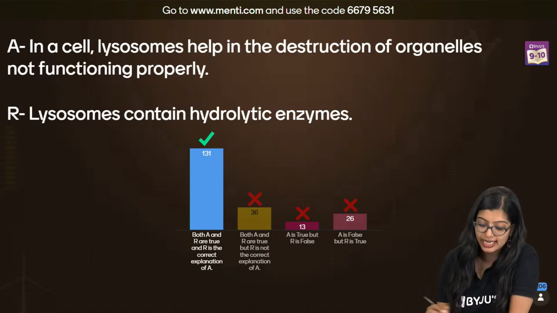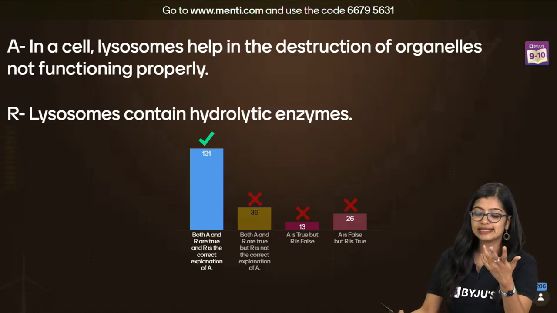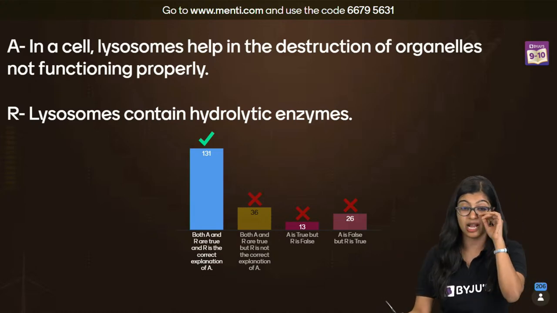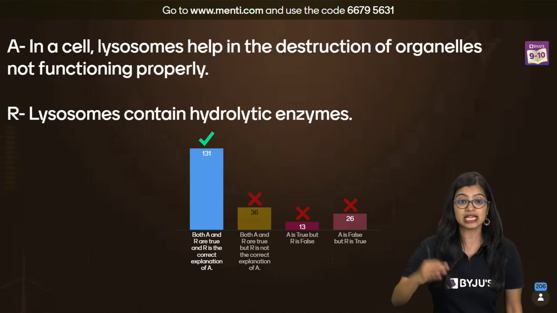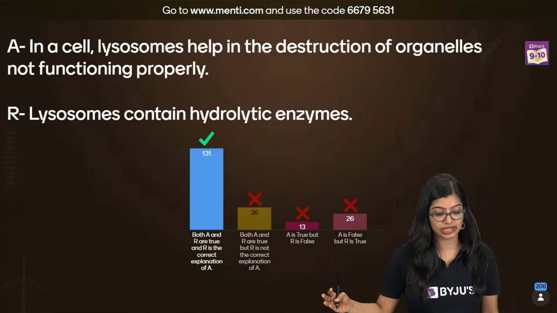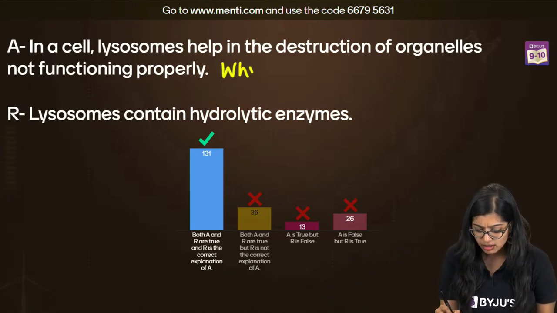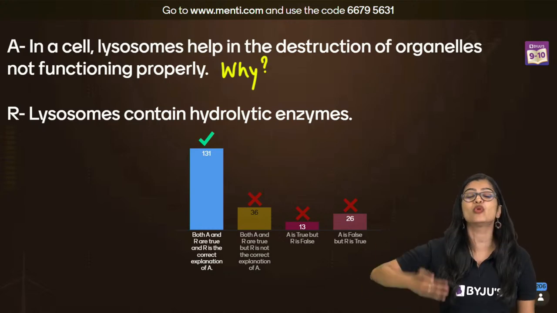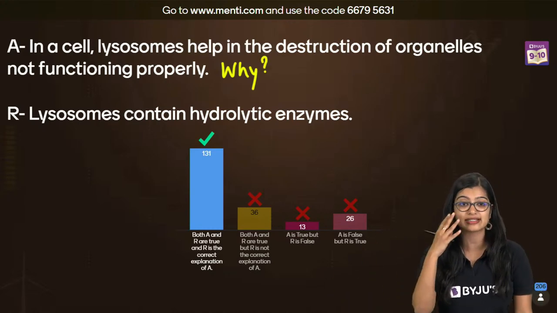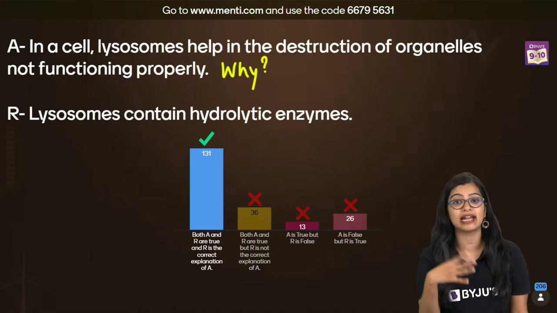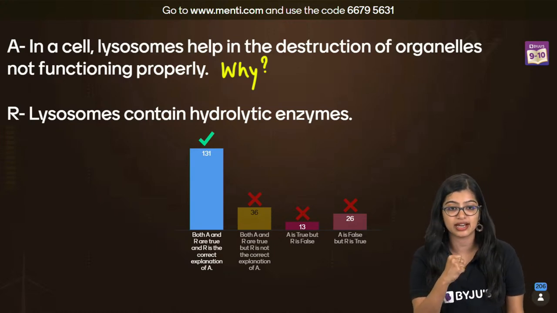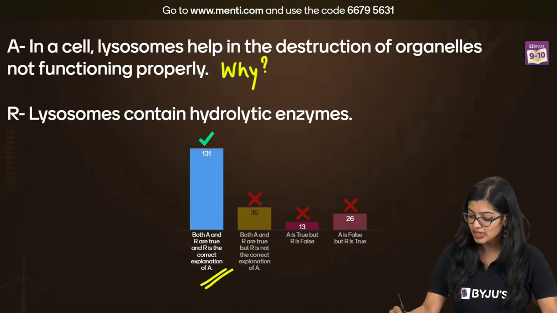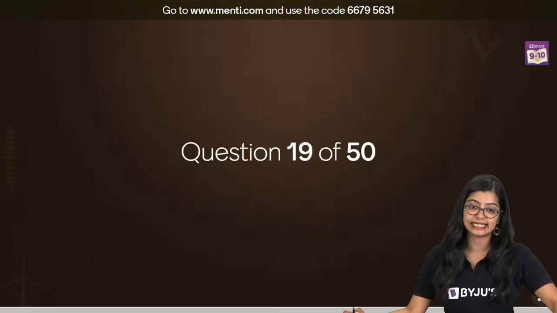The correct answer is option A. Lysosomes in a cell are often known as the suicide bags of the cell, which help in the destruction of organelles that do not function properly, right? Why? Because they contain hydrolytic enzymes that enable them to get rid of it. They digest it, which is why the correct answer here is option A. So very simple and easy.